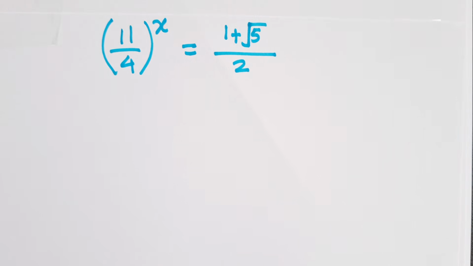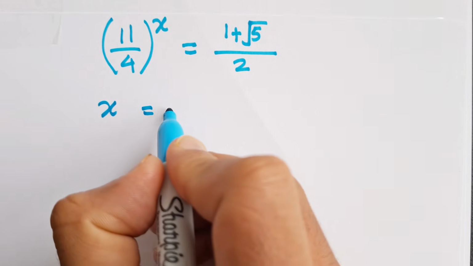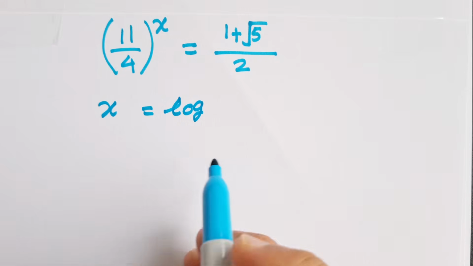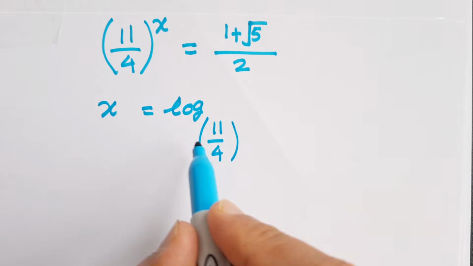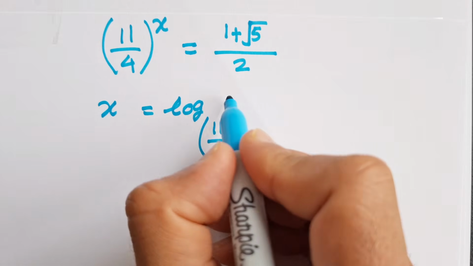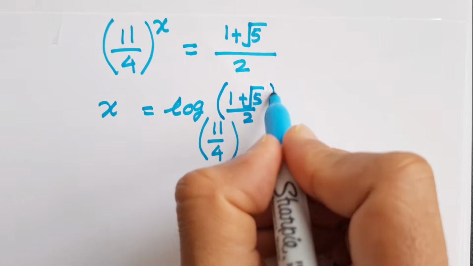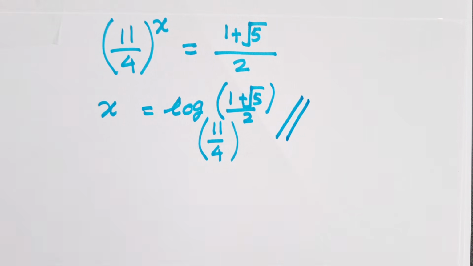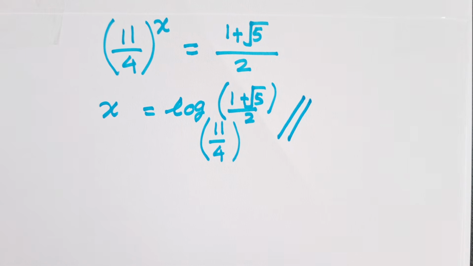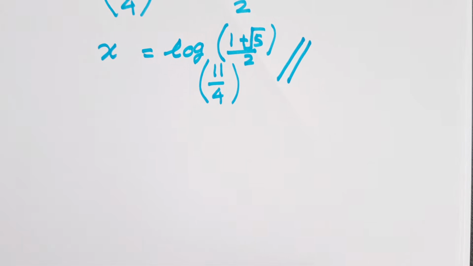So it is given by x is equal to log, where our base is 11 over 4, of 1 plus square root of 5, divided by 2. So this can be accepted as our final answer. But if you want to provide a more realistic answer, we can use a beautiful logarithm rule in the next step.